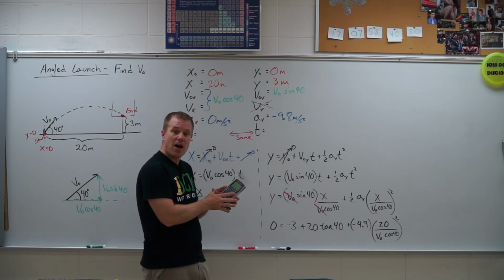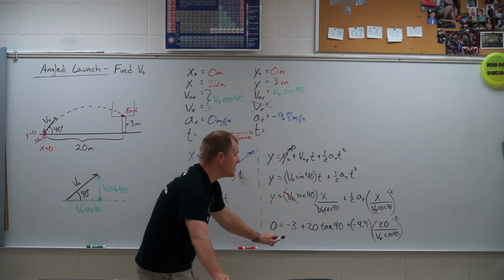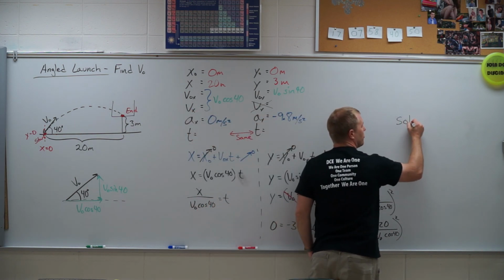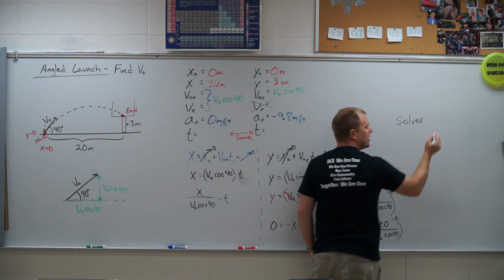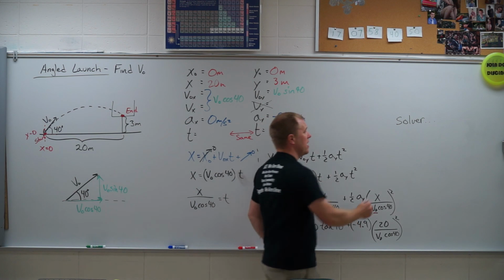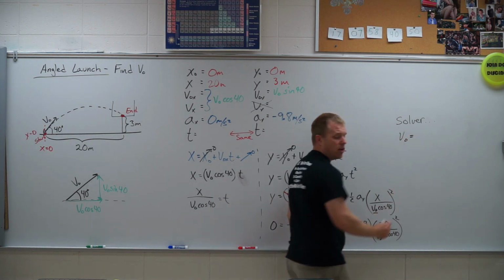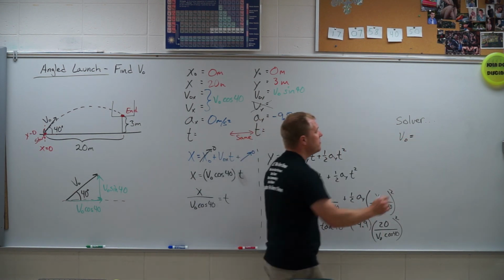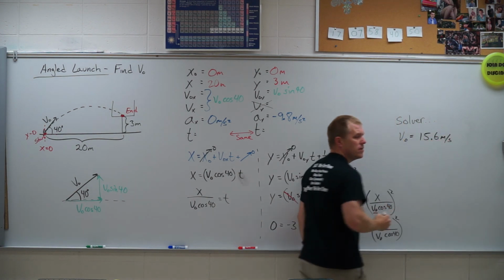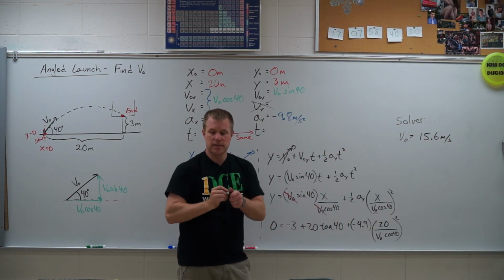Just like that. So now we have our answer. Solver has done it for us. If we want to write that down, we'll just write "solver", and that will tell me what you did to get that V0 value. And your V0 value on the solver, again, was 15.6 meters per second. The end.